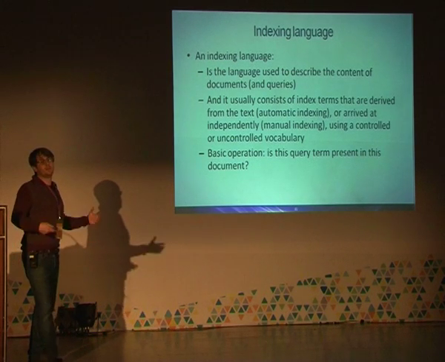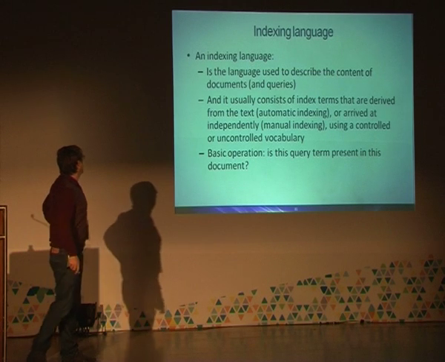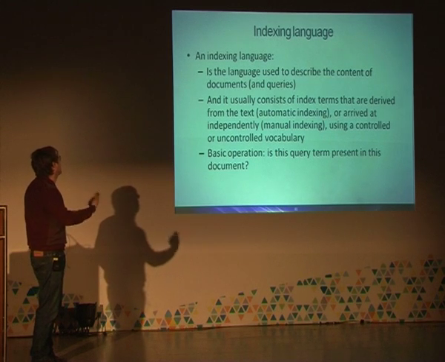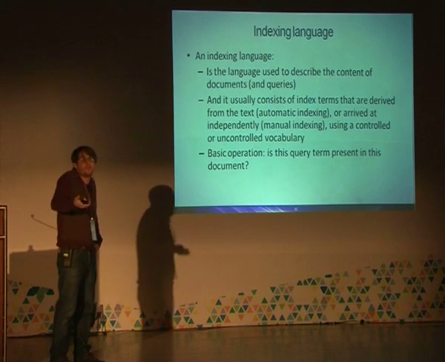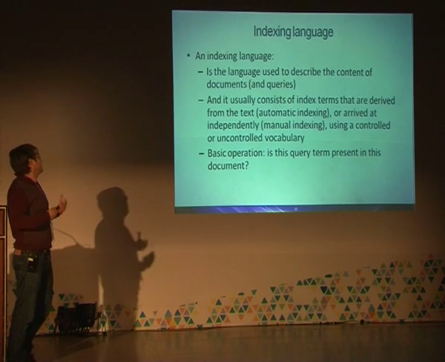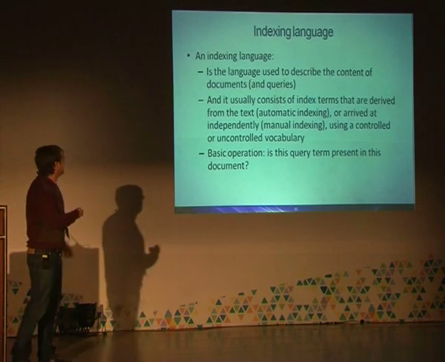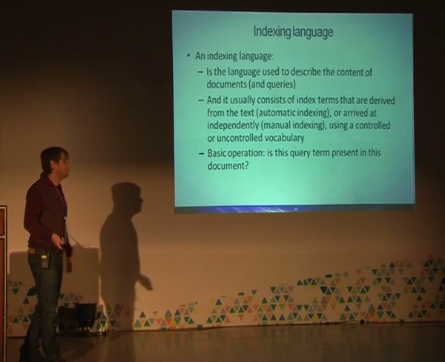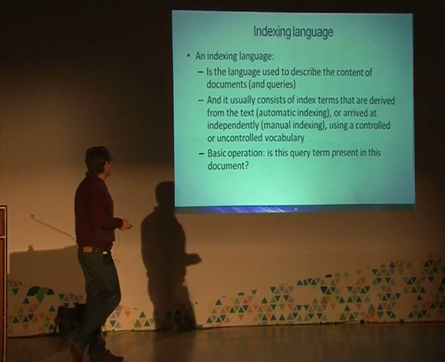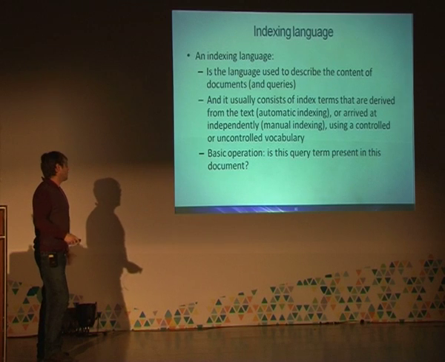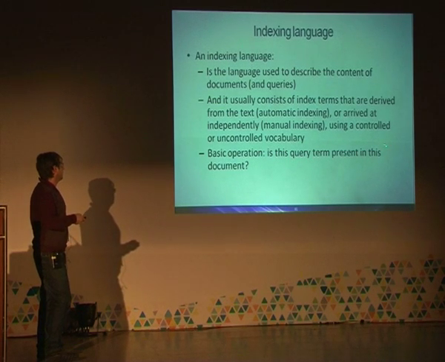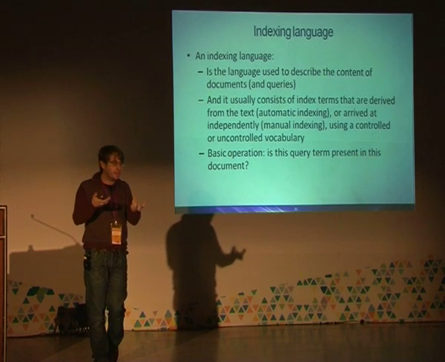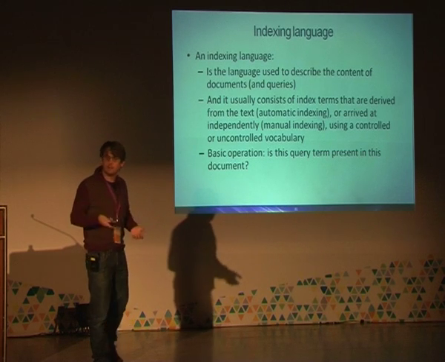So in general, you want to create what you call an indexing language, which, you can get very philosophical about it, but it's like the language that you use to describe the content of the documents and the queries, right? So the words that you use. It consists of the index terms that are derived from the text. Right? Manual indexing is something from the past, unless you have a very narrow domain application. But again, the only thing you need to know is whether this query term is present in this document or not. This is the function that you need to implement in your code.